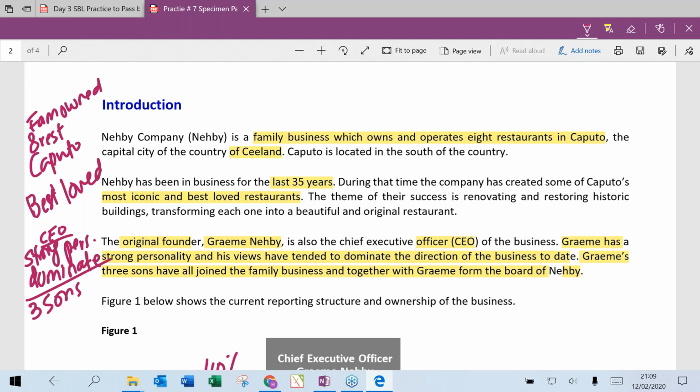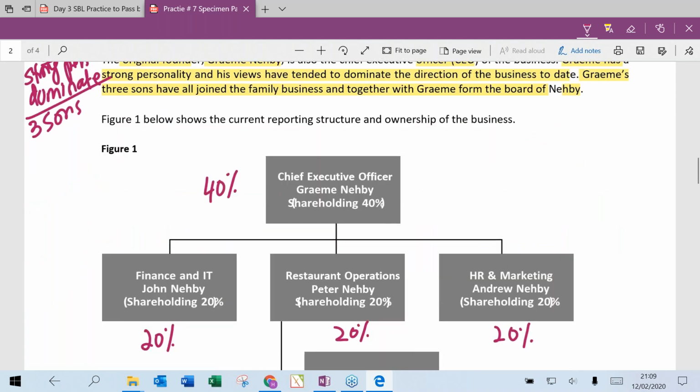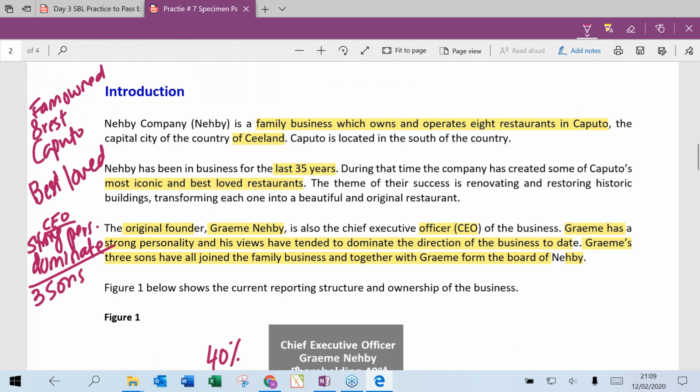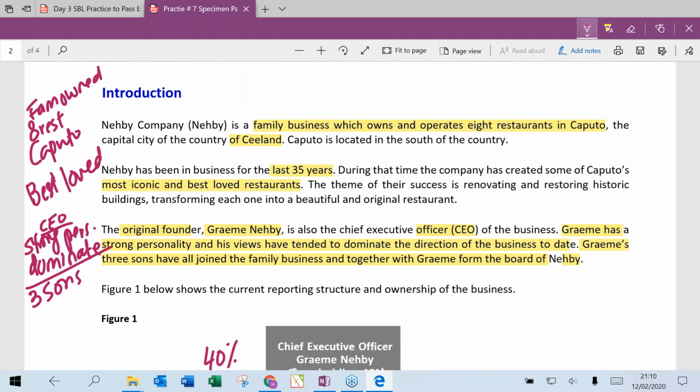This is a description about the leader. So who's the leader? The leader is the CEO and the founding member, Graham Nebby, who also happens to have the highest share, which is 40%. So under power structure, we will talk about Mr. Nebby's personality. So this information will go under power structure.